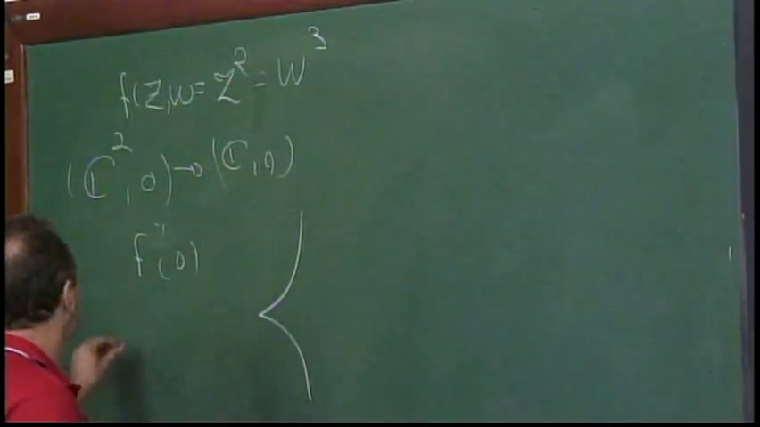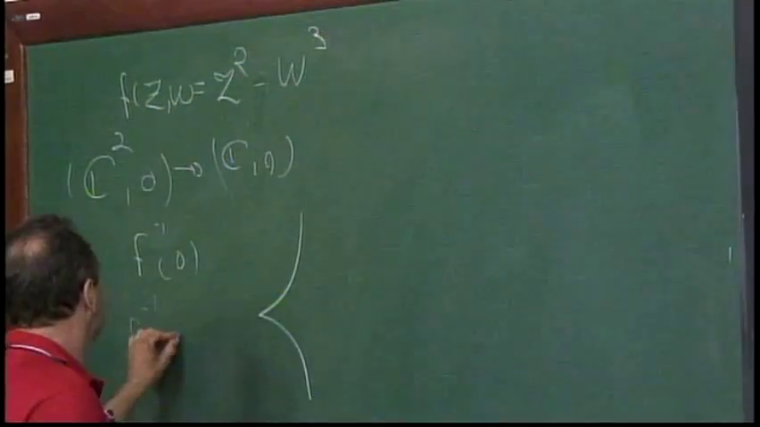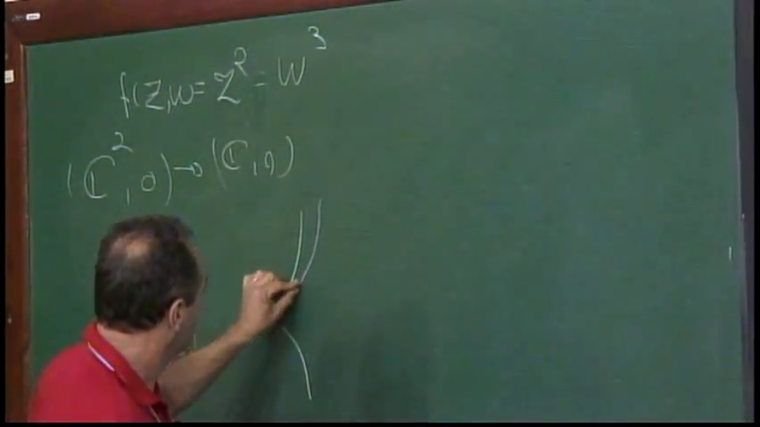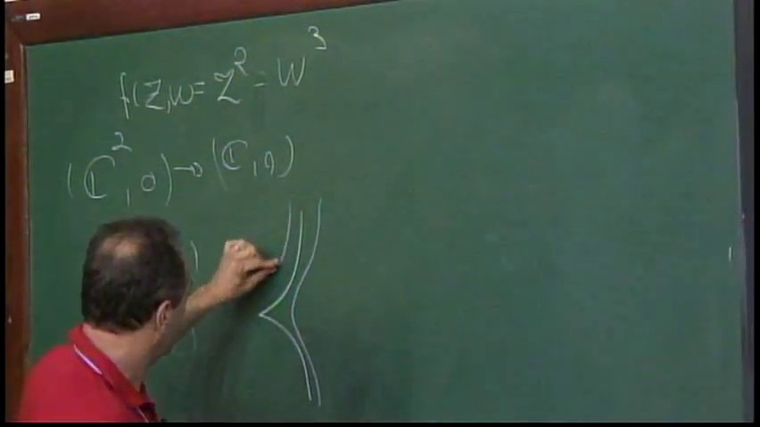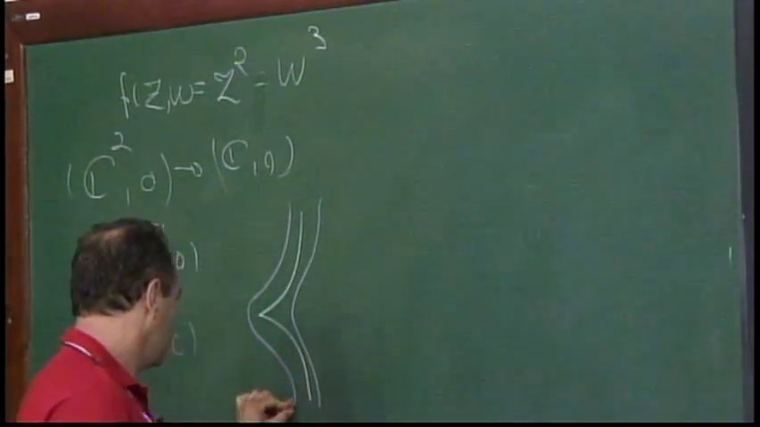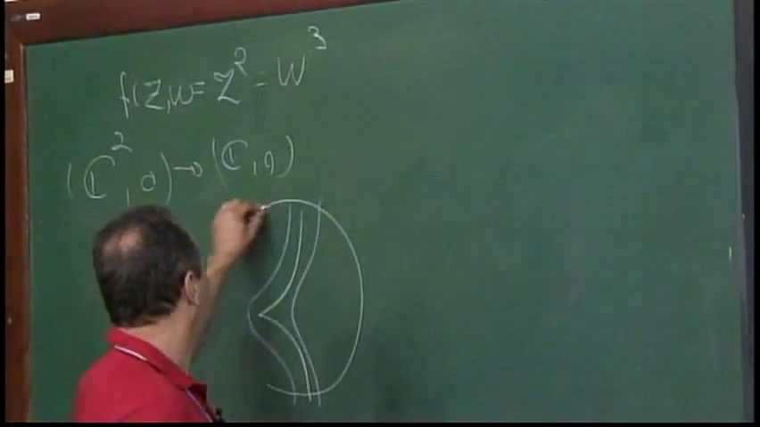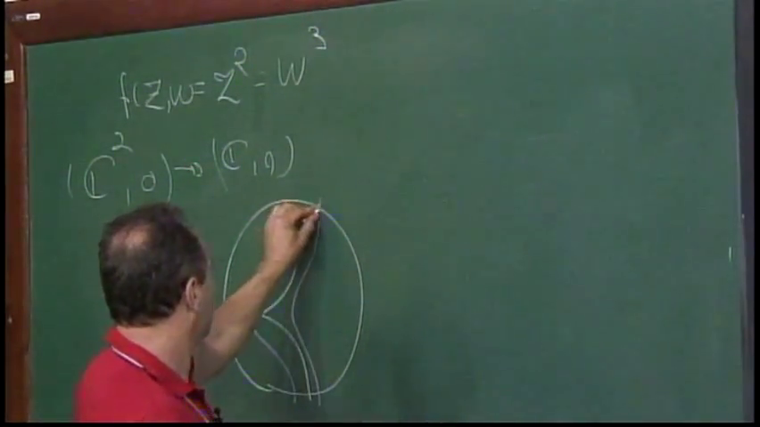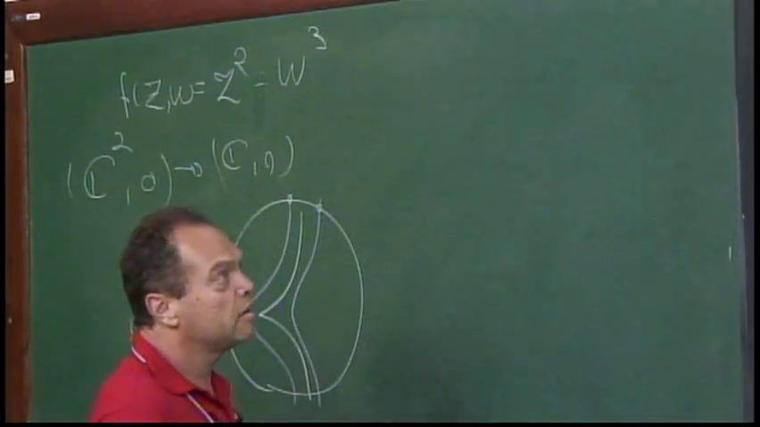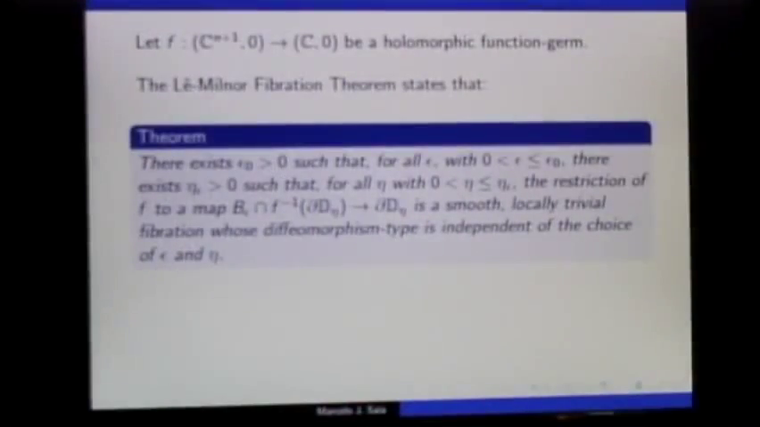And if you look at f^{-1}(c), for c small enough, you have something like that. And in fact, the fibration that I'm talking about is given by these points in the ball. Okay? This is the very well-known Milnor fibration.